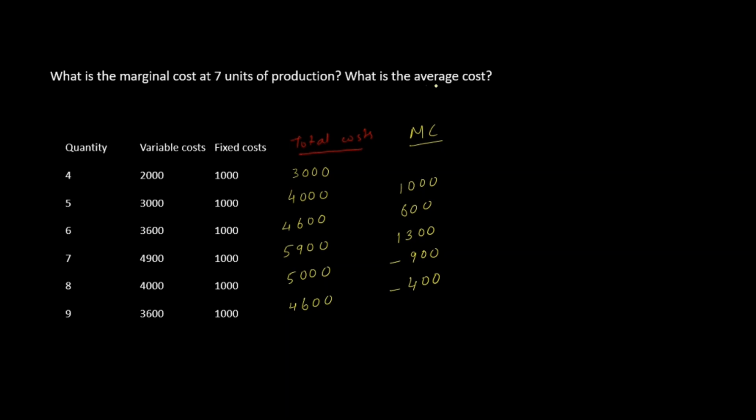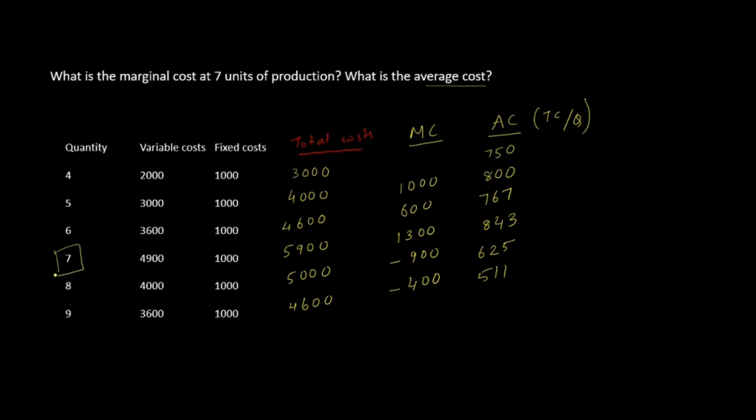And then I need to calculate my average cost. So average cost is nothing but the total cost divided by quantity. So I just use the formula simply here and get the values. So this becomes 750, 800. This is approximately 767 and this is 843 and 625 and 511. So now the question is at 7 units of production.